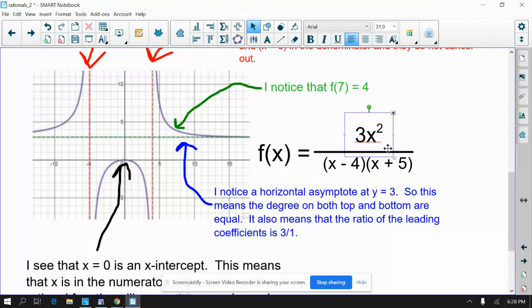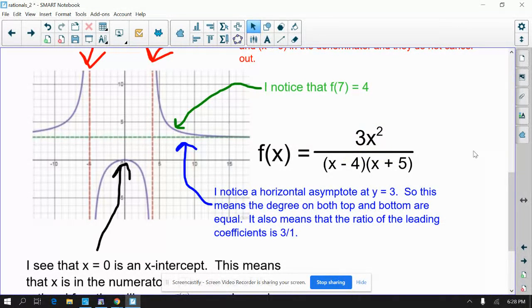I can change that numerator to this. First of all, I haven't added any more x-intercepts. The x-intercept is 0. It just happens to be occurring twice because it's x squared. And I multiplied it by 3. That doesn't change the x-intercept. It doesn't change the vertical asymptotes because 3 times 0 is still 0. But what it does change is that the degrees of the top and the bottom are both squared.